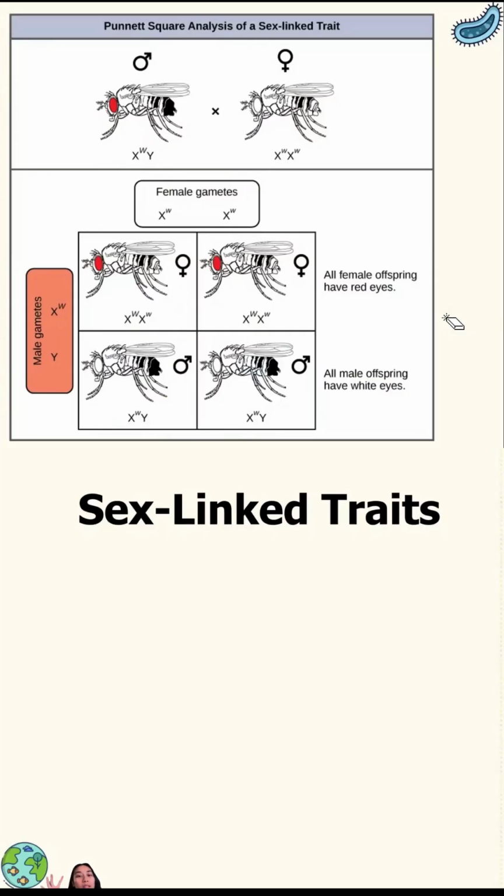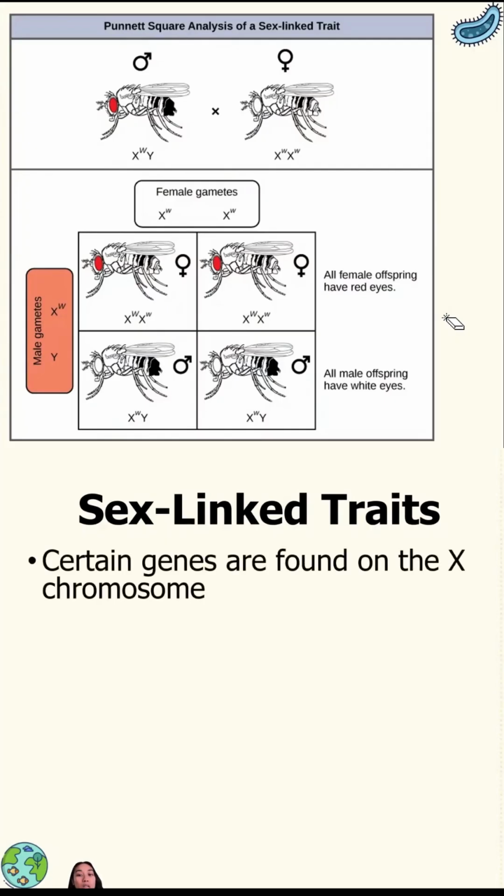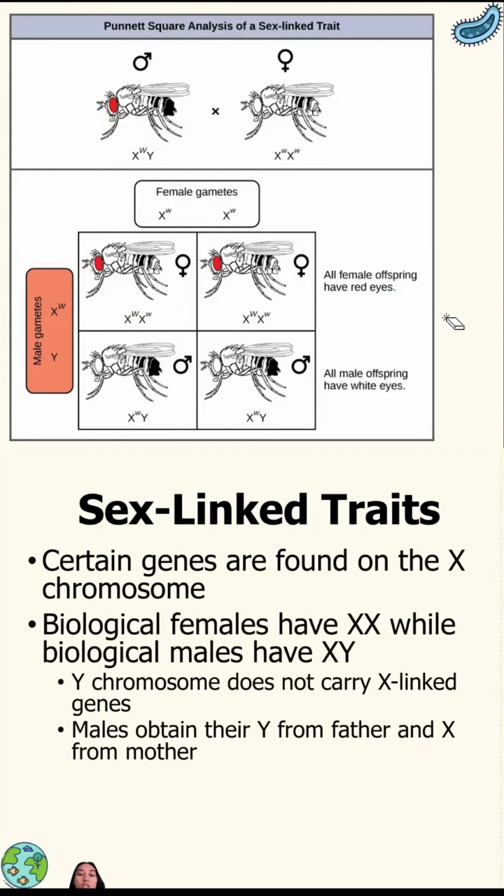Okay. The last thing I want to talk about is another interesting situation when it comes to traits that are what we call sex-linked. So sex-linked means that the gene is found specifically on the X chromosome. And that is going to be interesting because depending on if you're biologically male or biologically female, you're going to have a different number of X chromosomes. So biological females have XX as their sex chromosomes, whereas biological males have XY. And so the Y chromosome does not carry whatever X-linked gene it is.